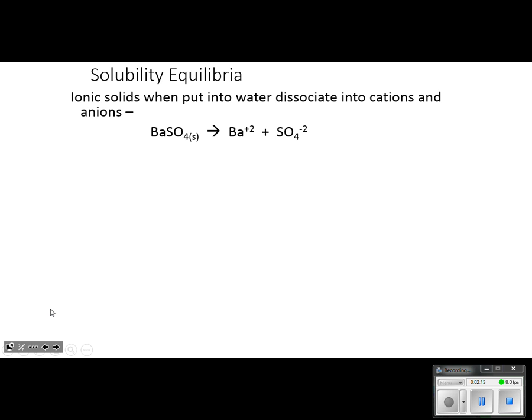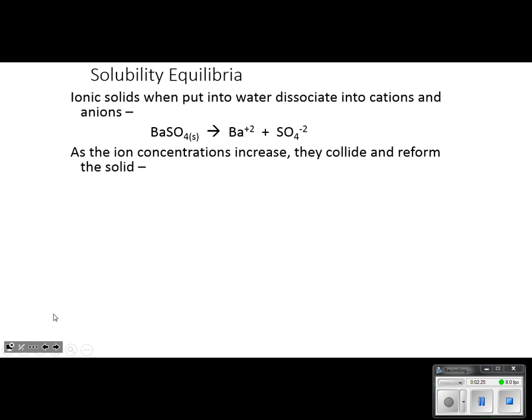So we get this forward reaction occurring where our solid barium sulfate does dissociate a little bit into our barium ions and our sulfate ions. Well, what happens as soon as we build up just a little bit of that barium and a little bit of that sulfate, they start colliding with one another and they start reforming the solid. So then we get the reverse reaction occurring, the ions coming together in order to form the barium sulfate again.